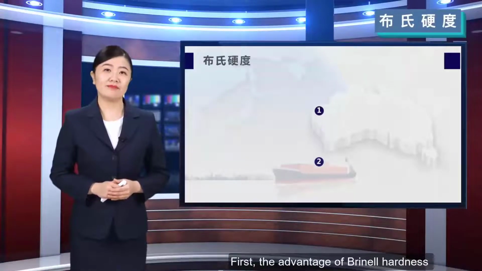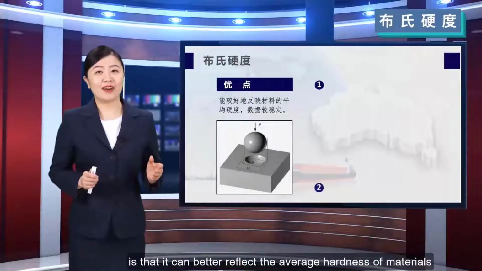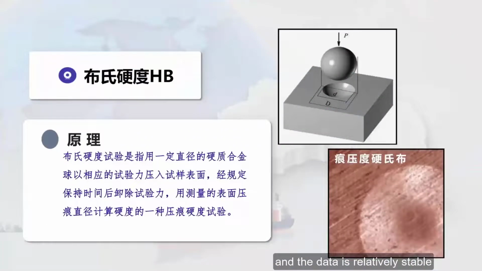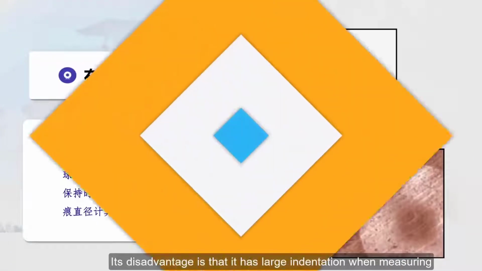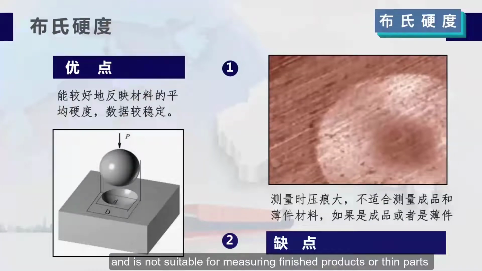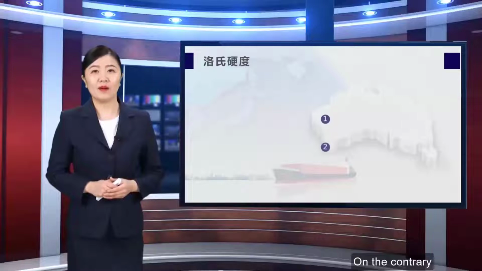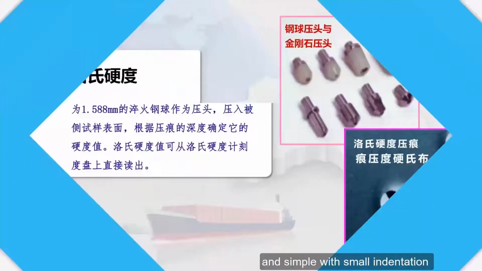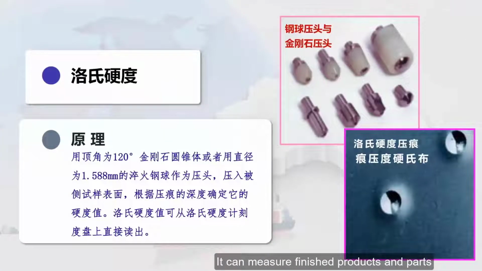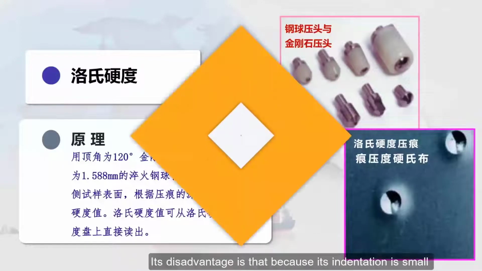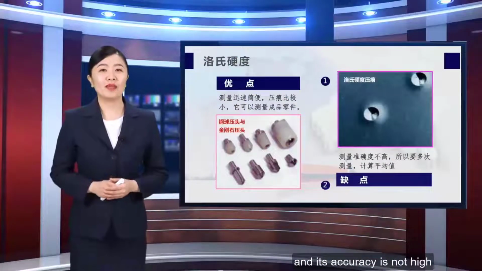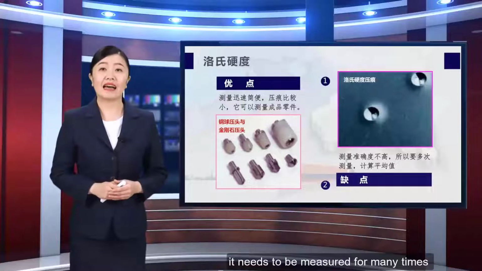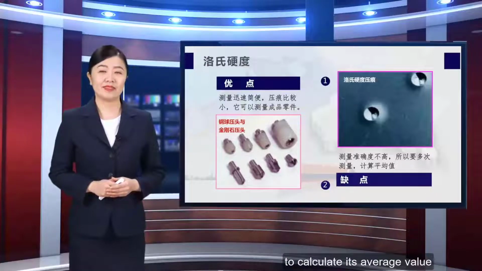First, the advantage of Brinell hardness is that it can better reflect the average hardness of materials, and the data is relatively stable. Its disadvantage is that it has a large indentation when measuring, and is not suitable for measuring finished products or thin parts. On the contrary, Rockwell hardness measurement is fast and simple with a small indentation. It can measure finished products and parts. Its disadvantage is that because its indentation is small and its accuracy is not high, it needs to be measured many times to calculate its average value.